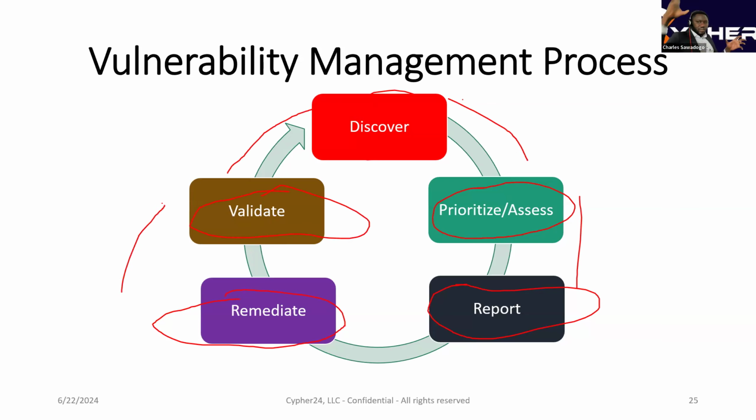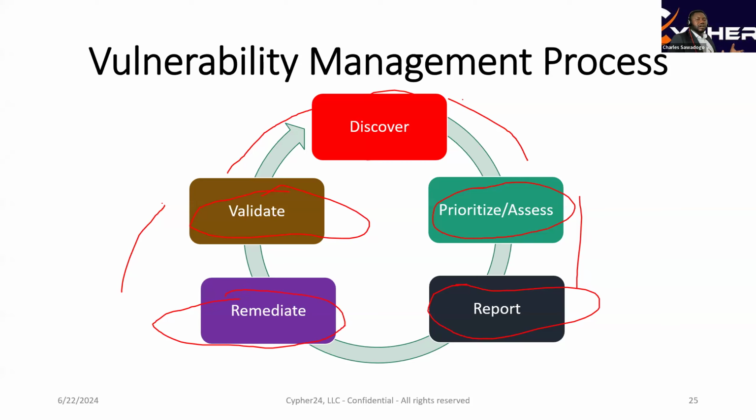So you can see that it's a process. Discover the vulnerabilities, assess and prioritize them, report those vulnerabilities, remediate those vulnerabilities, and validate those vulnerabilities. That is very important. So that's why we said that vulnerability management is an ongoing process. It's not a one-time thing. You can never find an organization where they say, we remediated all our vulnerabilities and we don't need to do anything anymore. Why? Because it's the process, right?